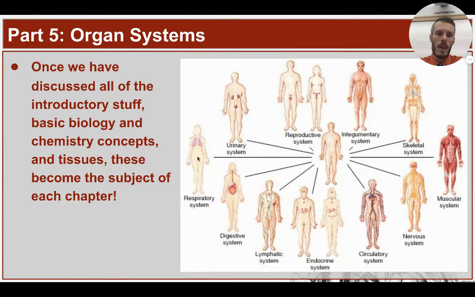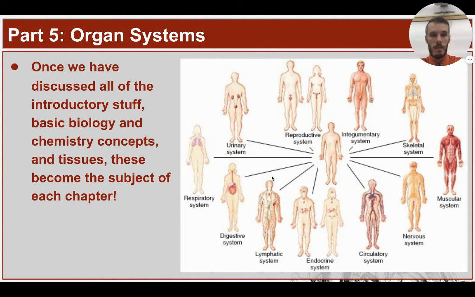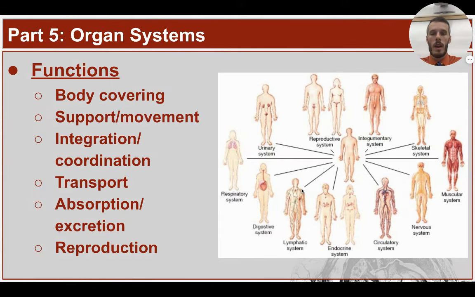Okay, so we have a nice little diagram that contains all of the organ systems here. Basically once we get to chapter 6, each of these organ systems becomes the subject of all of the chapters that we'll do at that point. Okay, we'll take a much more in-depth look at each of them.